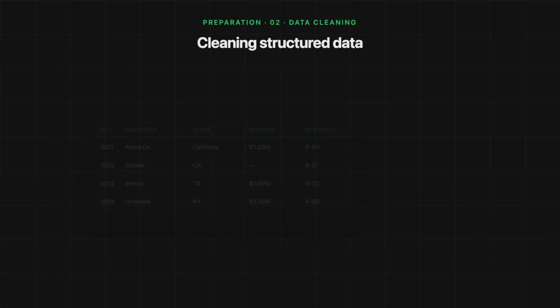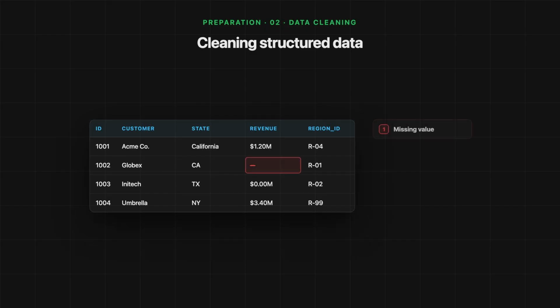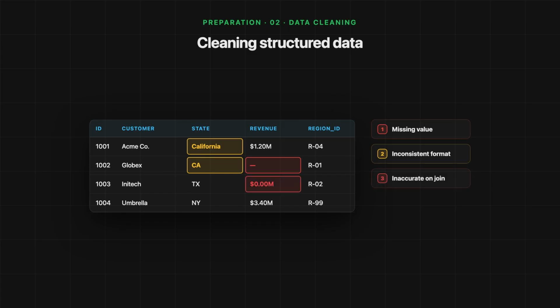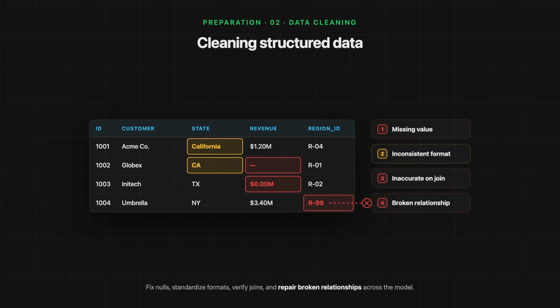Now, for structured data, there's some common issues. There could be missing values, for instance. There could be inconsistent formats. For instance, one database could have California, another database could just have CA. Maybe some of the values when you're linking them could be inaccurate. Or maybe there's even just some broken relationships across your data model that you're going to have to fix.